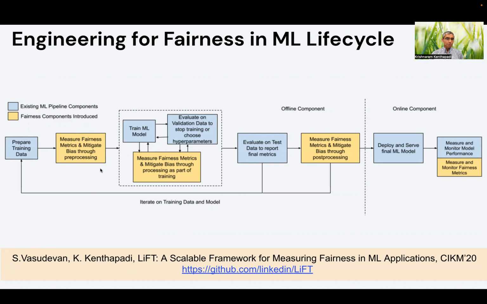First, at the time of preparing training data, we want to measure any bias in the training data and decide whether we want to mitigate bias by applying different pre-processing techniques. Similarly, during model training as well as model tuning or hyperparameter optimization, and then when we decide to A/B test or deploy the model, again, we may want to check whether we want to apply post-processing bias mitigation techniques. And most importantly, once the model is deployed, we still want to measure and monitor the bias metrics over time.